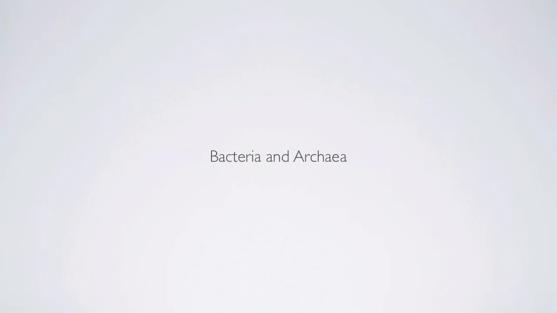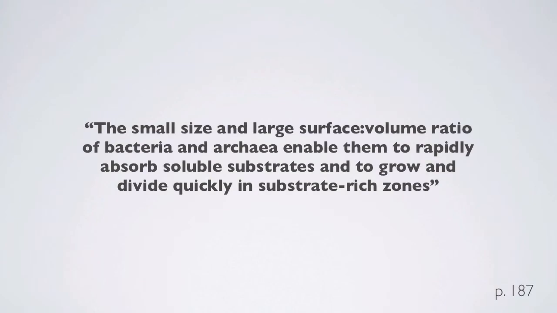Now, fungi are one class of organisms that decompose organic matter. Bacteria and Archaea are the others. The small size and large surface to volume ratio of bacteria and archaea enable them to rapidly absorb soluble substrates and to grow and divide quickly in substrate-rich zones. So fungi we thought of as being in relatively low nutrient areas, and they have a relatively large size for microbes. They have hyphae, and they can move resources from one place to another.